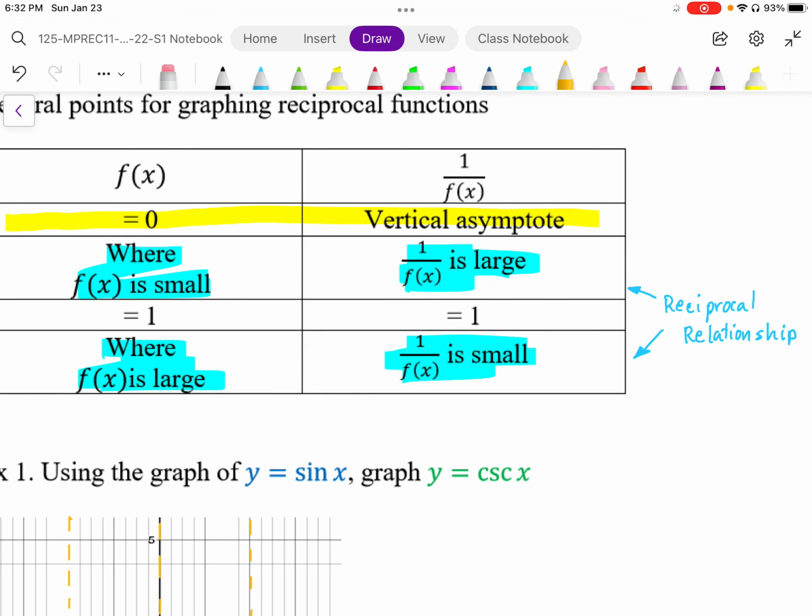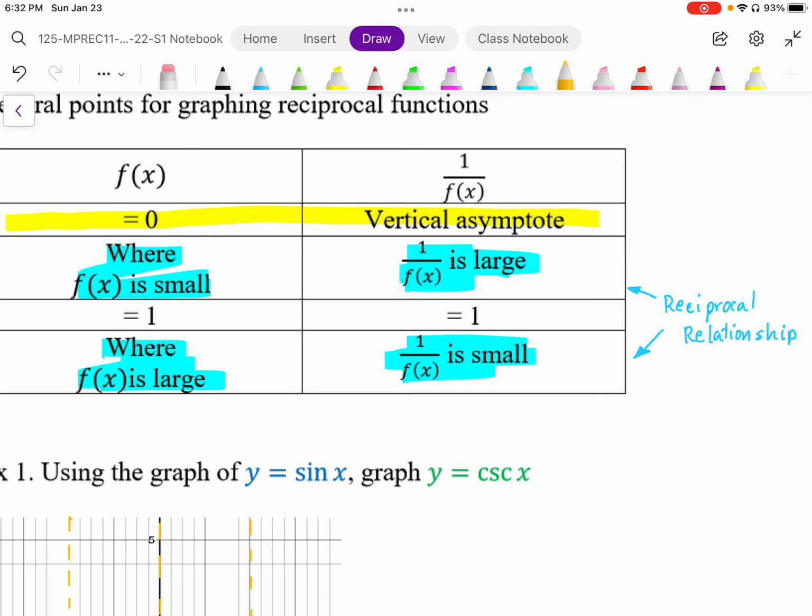And where f of x is large, so as we move away from the x-axis, that reciprocal 1 over f of x becomes very small. If we divide by a large number, we get a very small number. So essentially, as we move away from the x-axis, the reciprocal moves towards it, and where the f of x moves towards the x-axis, the reciprocal moves away.